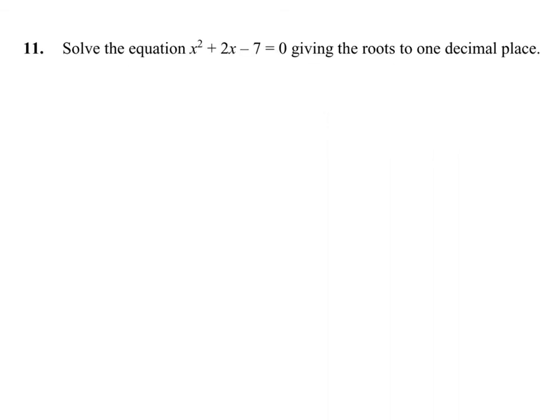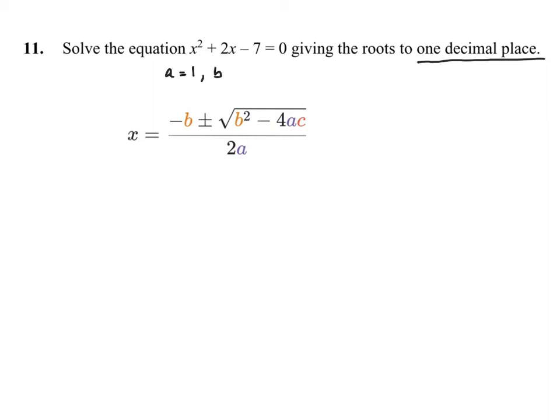The key to this problem is this phrase here, 1 decimal place. That means we're using the quadratic formula. So here is the quadratic formula. Let's look at the equation. A, which is the coefficient of x squared, is 1. B, the coefficient of x, is 2. And C, the constant term, is minus 7.